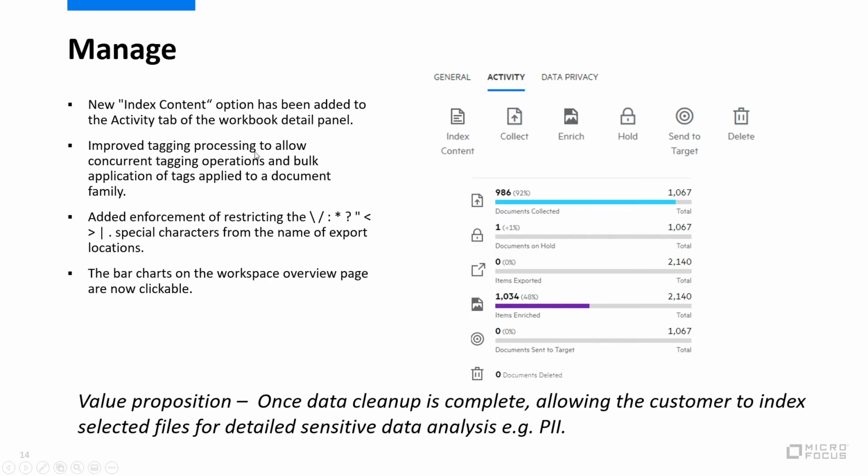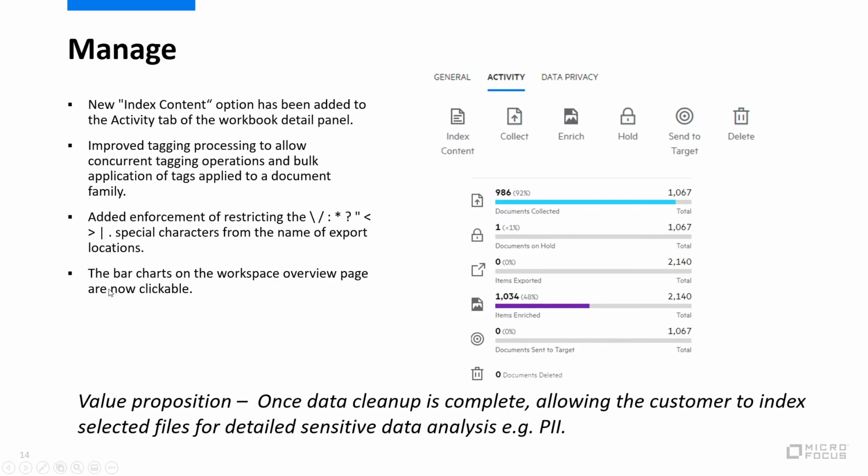We've also improved the tagging processing. As we're dealing with higher volumes of data, particularly in metadata indexing, and we will use this process to index content and move between different indexing stages, we've improved the tagging process. So this is a performance improvement. You should see a performance improvement in all of the tagging process operations. We've also added some enforcement restricting particular characters when you're selecting export locations, just so that when you select an export location, it's a file path that makes sense.